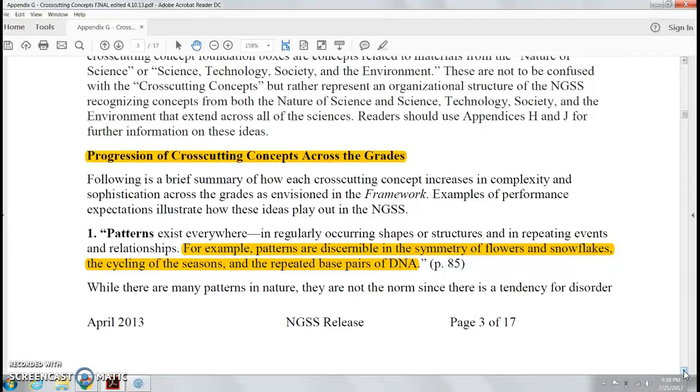So if we go a little further down, you'll see that there is a progression of the cross-cutting concepts as you go across the grades. For example, looking at the cross-cutting concept of patterns, patterns are discernible in the symmetry of flowers and snowflakes, which can be done at a lower grade, and cycling of seasons, which is also done at a lower grade. But then when the students get to a higher grade, to a middle school grade, they might be analyzing patterns of base pairs of DNA. So they're using that same skill in a younger grade, and then also using the same skill but with more complex material in a higher grade.